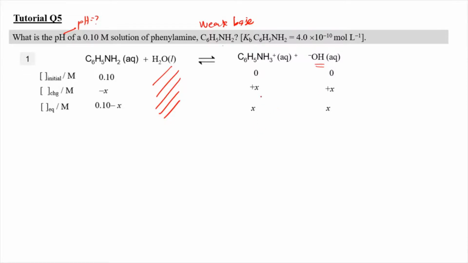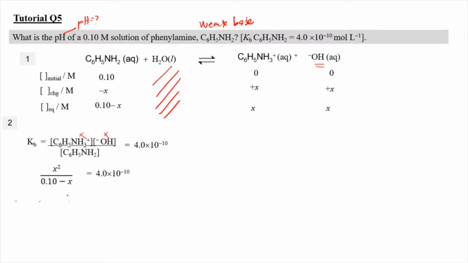So from here, we can find the value of x by comparing it with our Kb. So for step number 2, we can write our Kb expression first, which is the concentration of the product divided by the concentration of our reactant. So H2O is ignored because it is a pure liquid. And our Kb here is given to be 4 times 10 to the power of negative 10. So these ions here will have a value of x as well as x, so it's going to become x squared. And for the C6H5NH2, which is the phenylamine, it's going to become 0.1 minus x.